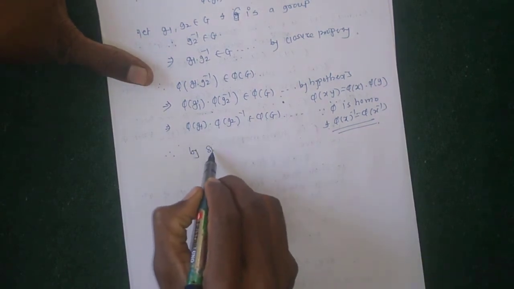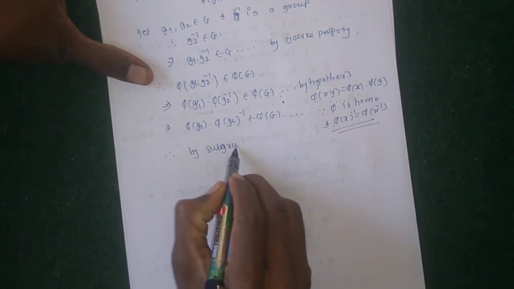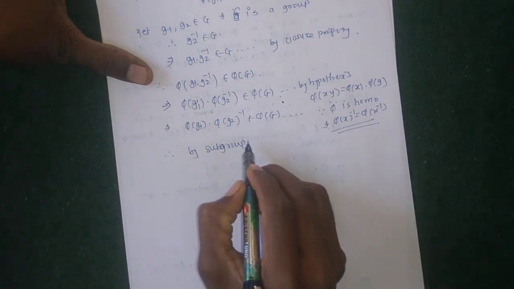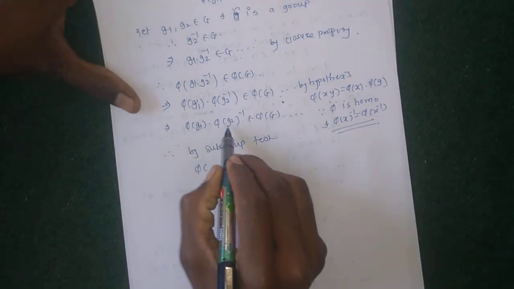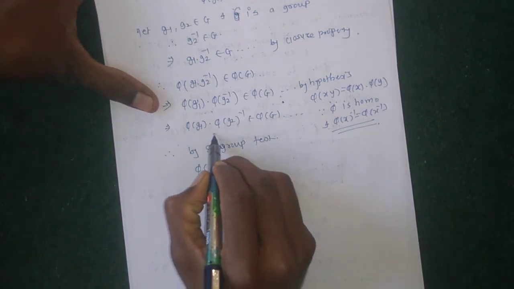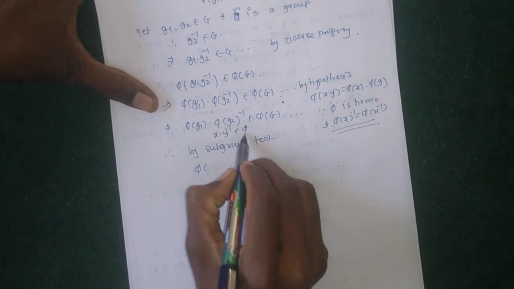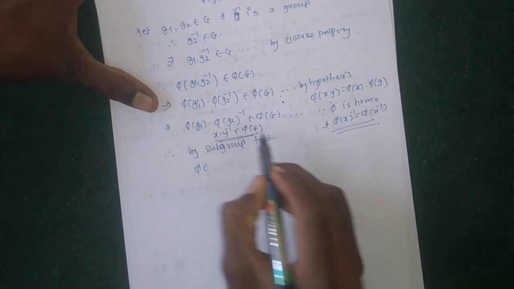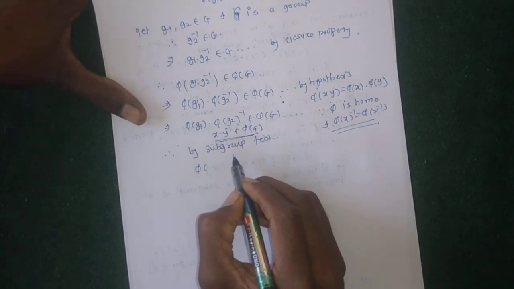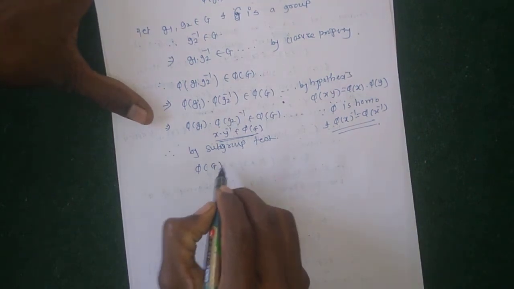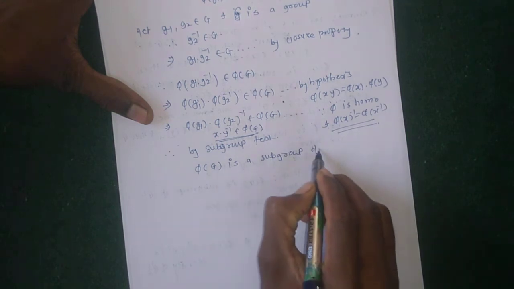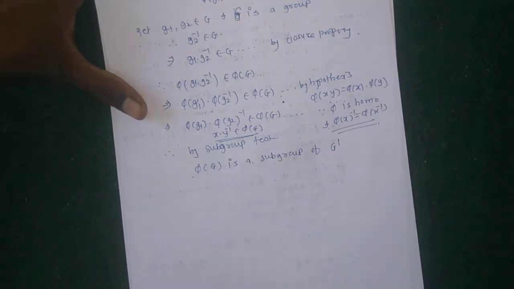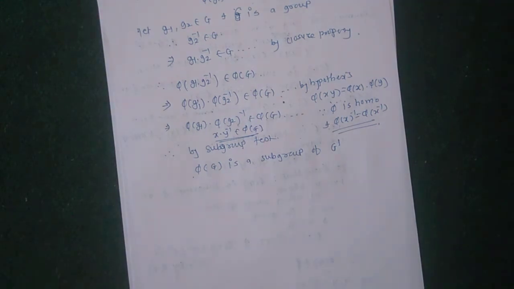Therefore by the subgroup test, or by the definition of subgroup, phi of G1 times phi of G2 inverse belongs to phi of G, meaning x times y inverse belongs to phi of G. Therefore by the subgroup test, phi of G is a subgroup of G'. Okay, meaning phi of G is the range set and this is a subgroup of G', and G' is a group.